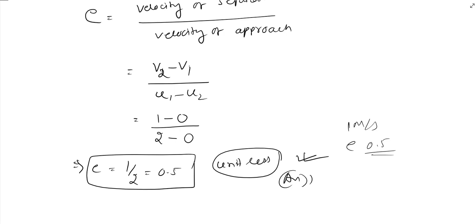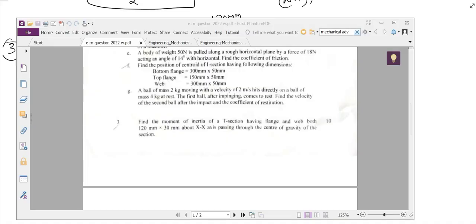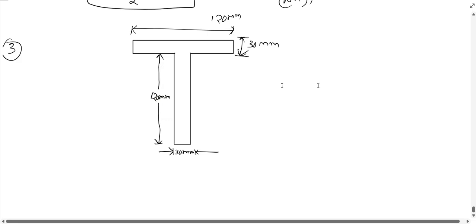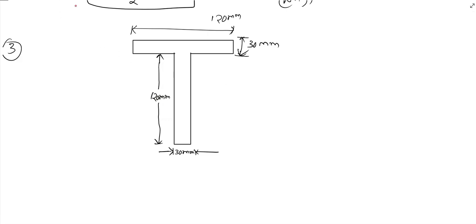Next we will discuss a 10 marks type question. Question number 3 says: find the moment of inertia of a T section having flange and web both 120 millimeter into 30 millimeter, about the x axis passing through the center of gravity of the section. So this is the T section. The top flange is 120 into 30 millimeter, and the web is also 120 millimeter into 30 millimeter.